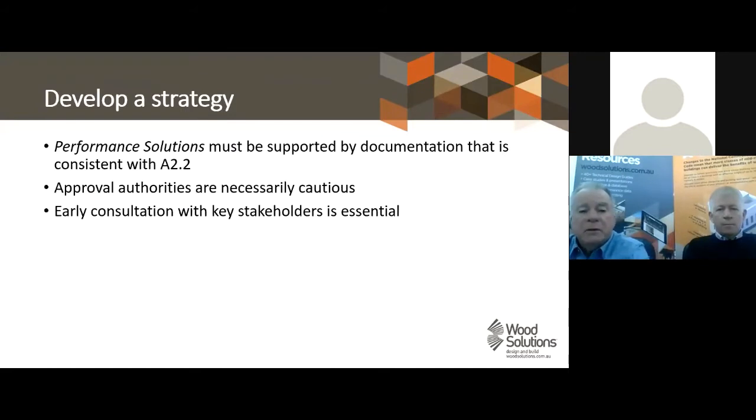So if you're thinking of doing something different to the deemed to satisfy, you'll need to demonstrate that through supporting documentation that is consistent with A2.2. Necessarily, approval authorities are cautious. Something new is something that they are going to look at. They're going to require significant documentation for some issues, depending on the complexity of the performance requirement.